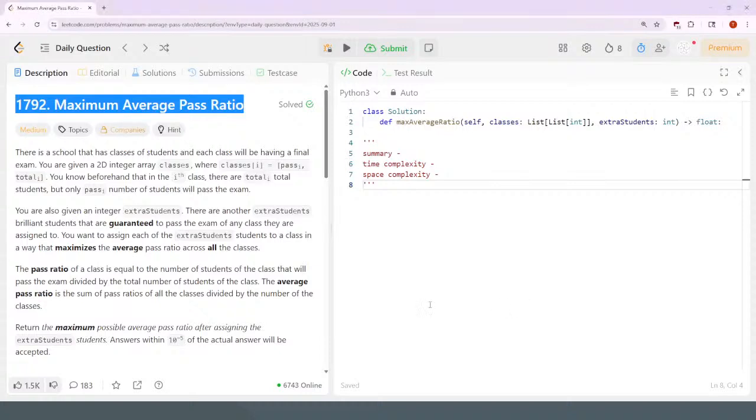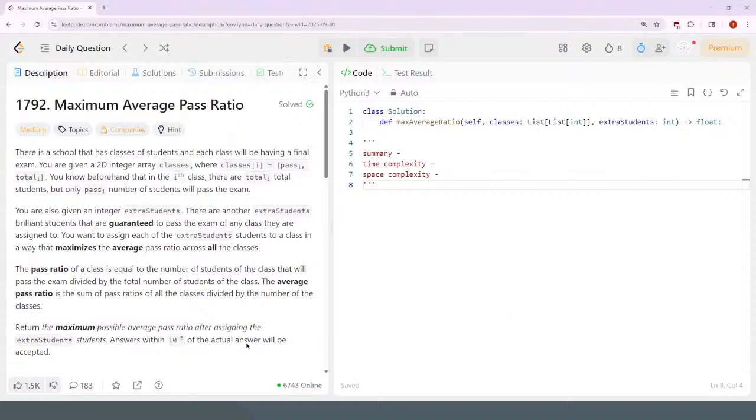Maximum average pass ratio. There's a school that has classes of students, and each class has a final exam. You're given a 2D integer array classes where classes[i] = [pass_i, total_i]. You know beforehand that in the ith class there are total_i students, and only pass_i students will pass the exam.